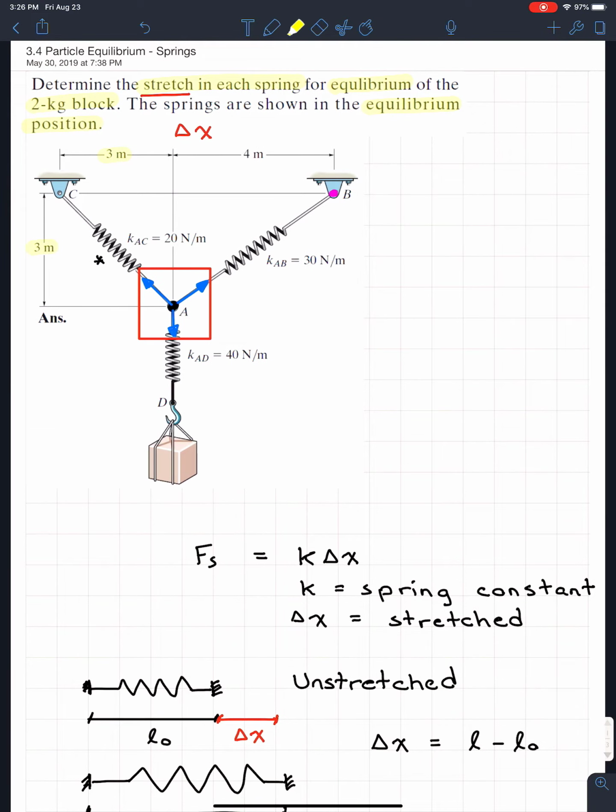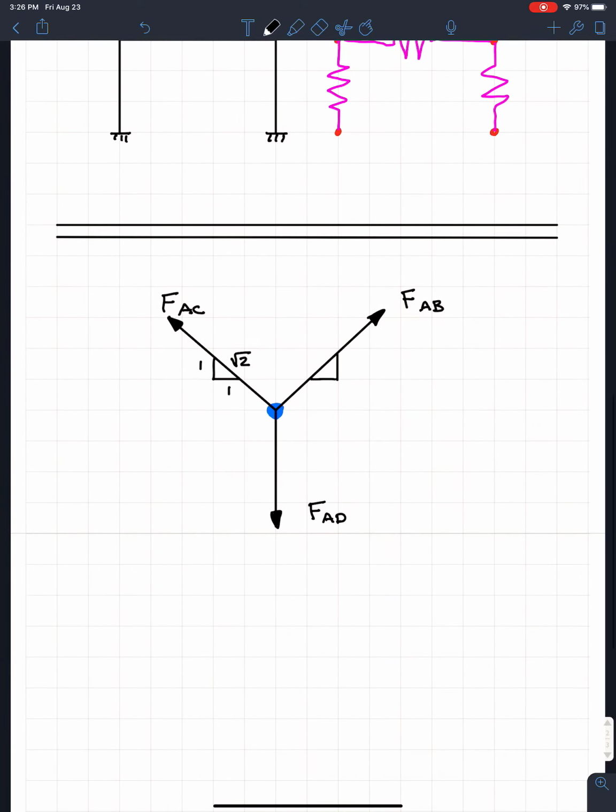So looking at the other side, it still goes up a distance of 3, but it spans horizontally 4 meters. So for this one, it still goes up 3, but it goes 4 meters. And just by looking at this triangle, we know if one of the sides is 3 and the other side is 4, the hypotenuse has to be 5. So the geometry is actually really, really simple.